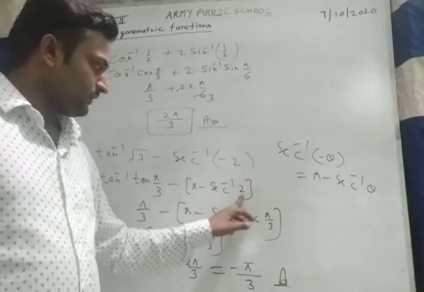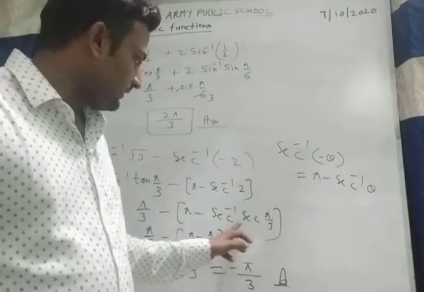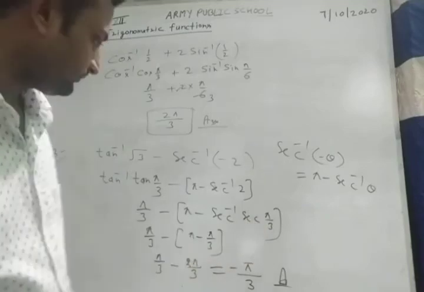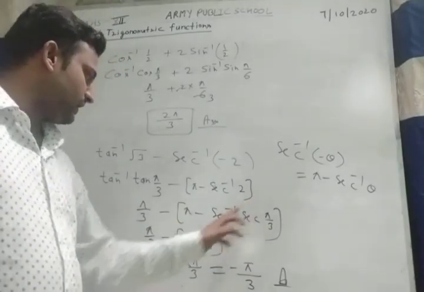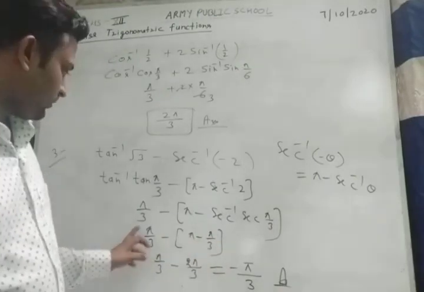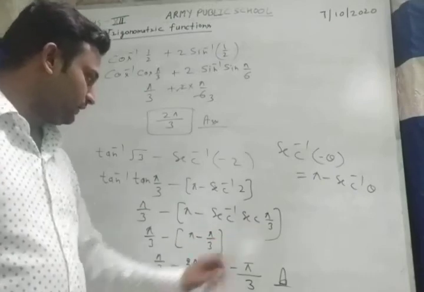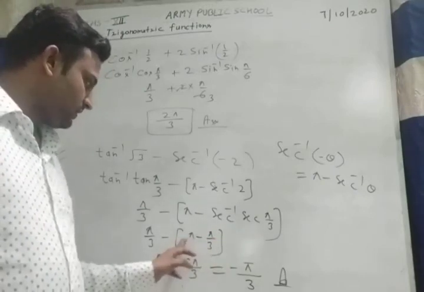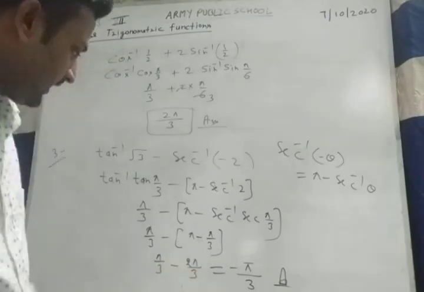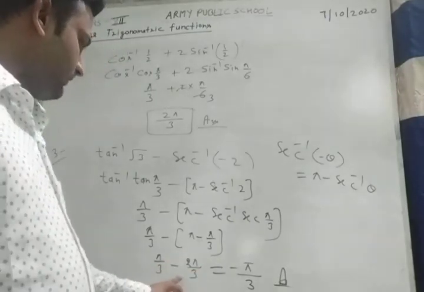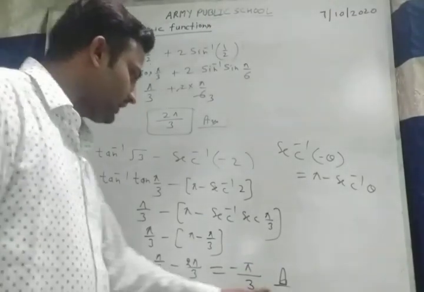And the value 2 is the value of sec pi by 3. Sec inverse sec will be reduced from here. So we can write pi minus pi by 3. Okay, so pi by 3 minus pi minus pi by 3, it will be reduced. Now after solving, 3 pi minus pi, it will be 2 pi by 3, and after solving it we can write minus pi by 3. Okay, this will be our answer.